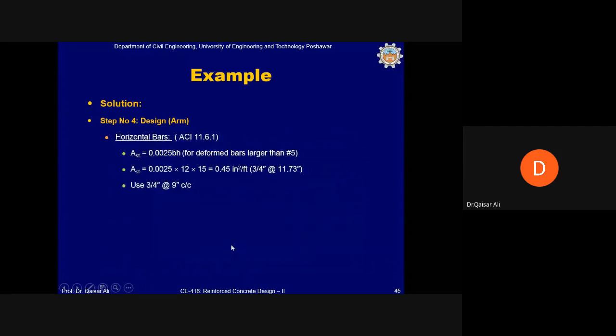The horizontal bars on the back side can be calculated from this equation as demonstrated in one of the slides, that it will be equal to 0.0025 BH for deformed bars larger than number 5. So 0.0025 times 12 times 15, this comes out to be 0.4 square inch per foot. When we try 3/4 inch round bar, a rate of 11.73 inch center to center will be required. We round this to 3/4 at the rate of 9 inch center to center. This is the horizontal reinforcement on the back side of the arm.